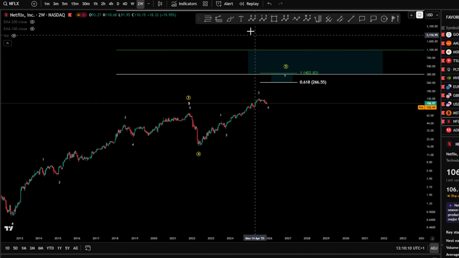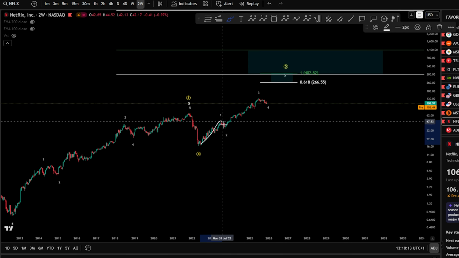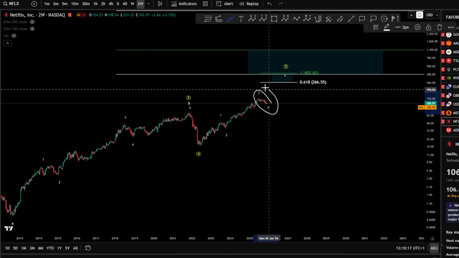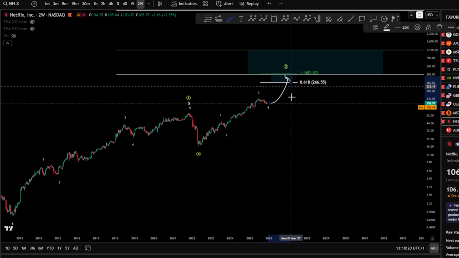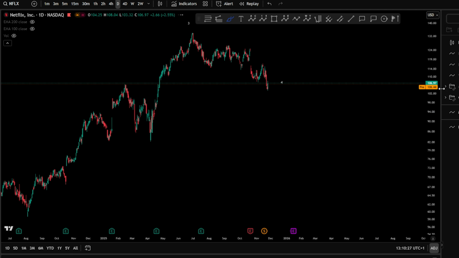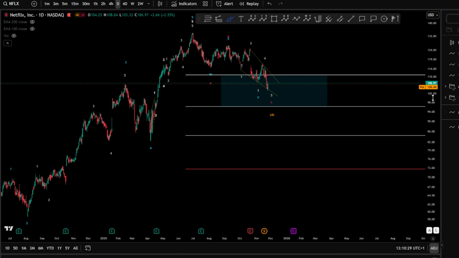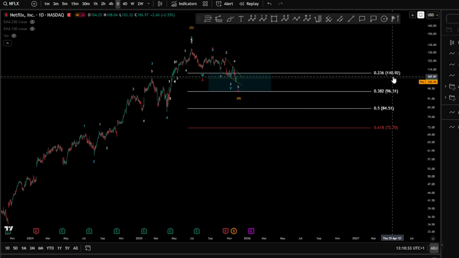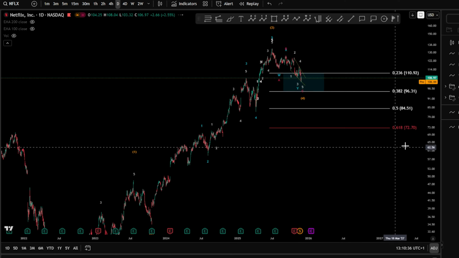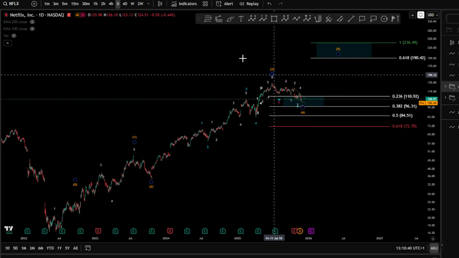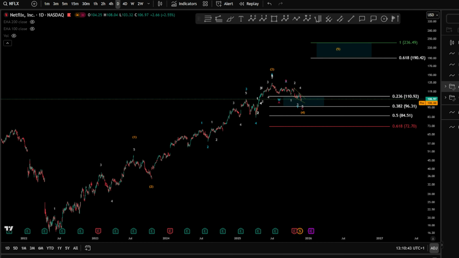This wave 5 has to unfold as an impulse, and it has to be 1, 2, 3, 4, and a 5 as well. Currently, we are working on the wave 4, and we are looking for wave 5 to unfold towards higher prices. If we dive inside it on the daily, we are looking at this wave 4 that has hit perfectly the fib level and the blue zone between the 110 and the 96K. So far, we're still looking for a signal of strength to unfold for higher prices.